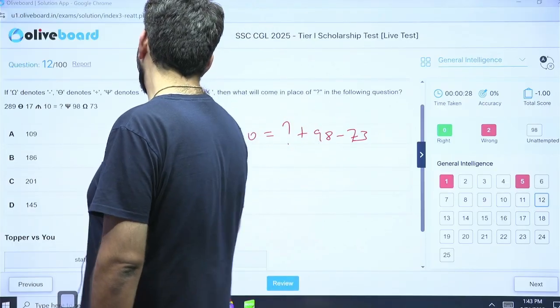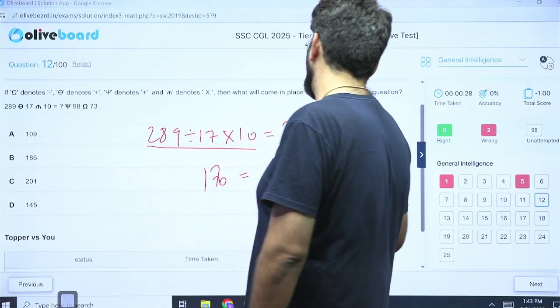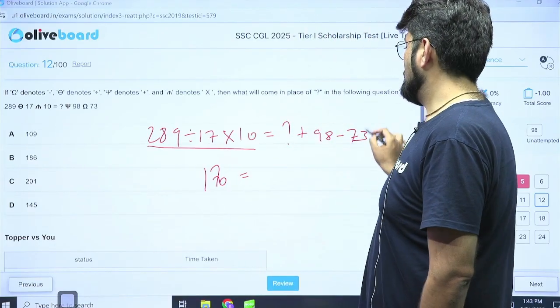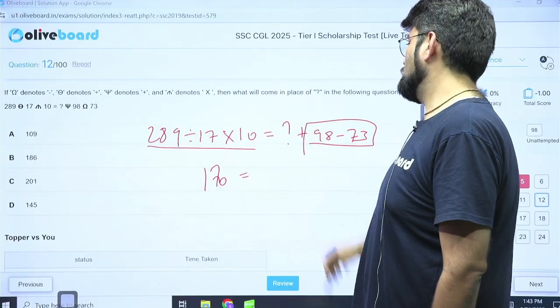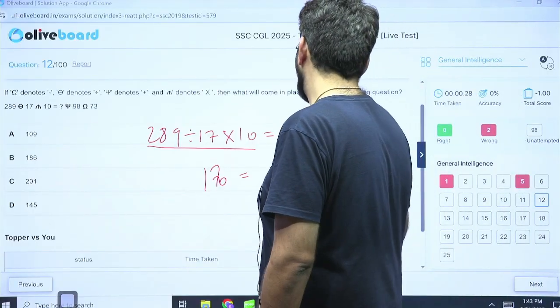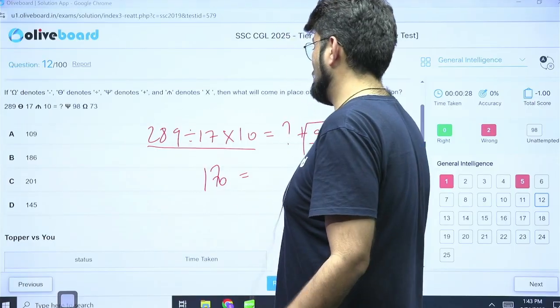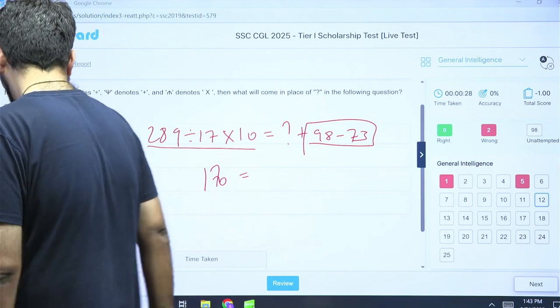Okay, so 289 by 17 is, so this becomes 170. 170 is equal to 98 minus 73. X plus 98 minus 73. So add 73 and subtract 98. So you straight away solve this, no? There's no point. 25 plus, so you subtract 25 from here, you will get your answer. That is 145. Option D is the right answer.